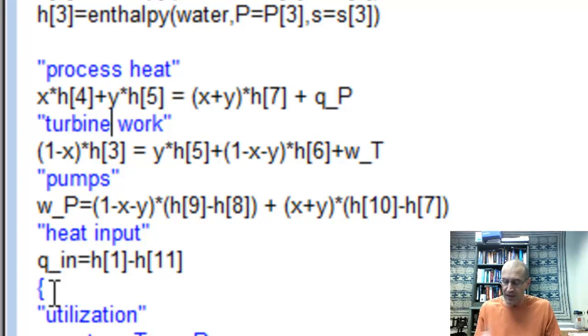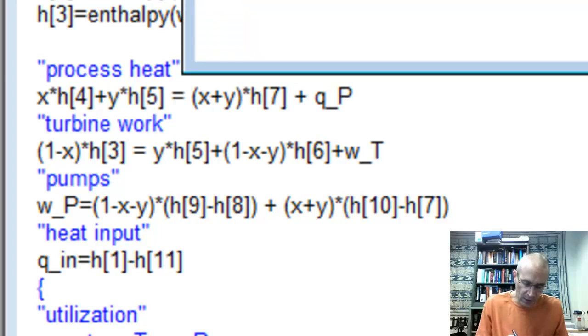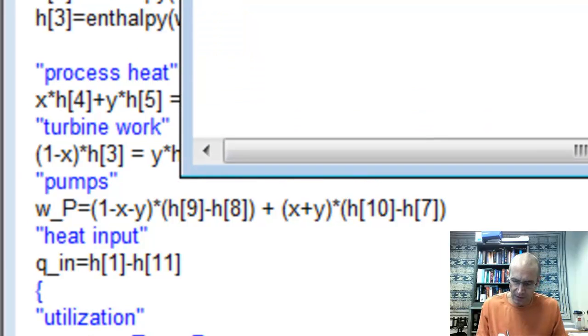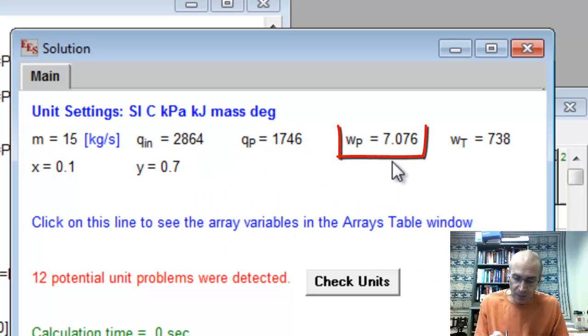So now I have all of my work equations and heat equations. And you can see those a little messed up there. There we go. We can see we've got various values of heat and work, process heat, the amount of heat going in. We can do a sanity check, make sure process heat is less than the total heat input. You see the pump work is actually pretty small. One of the things about Rankine cycles is it doesn't take much work to pressurize liquids.